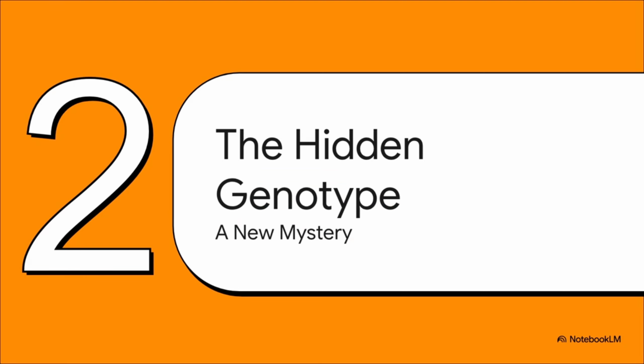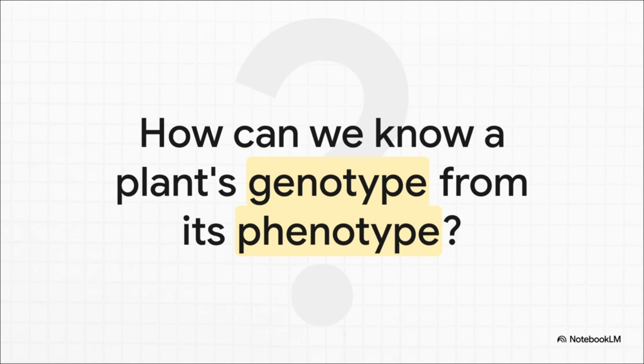But you know how it is in science. You answer one question, and a brand new one pops up. If a dominant allele can hide a recessive one, how can you ever really know an organism's true genetic makeup just by looking at it? And this, right here, is the hidden genotype problem. An organism's physical appearance, what we call its phenotype, doesn't always tell you the whole story about its genes, or its genotype. As Mendel was quickly finding out, looks can definitely be deceiving.